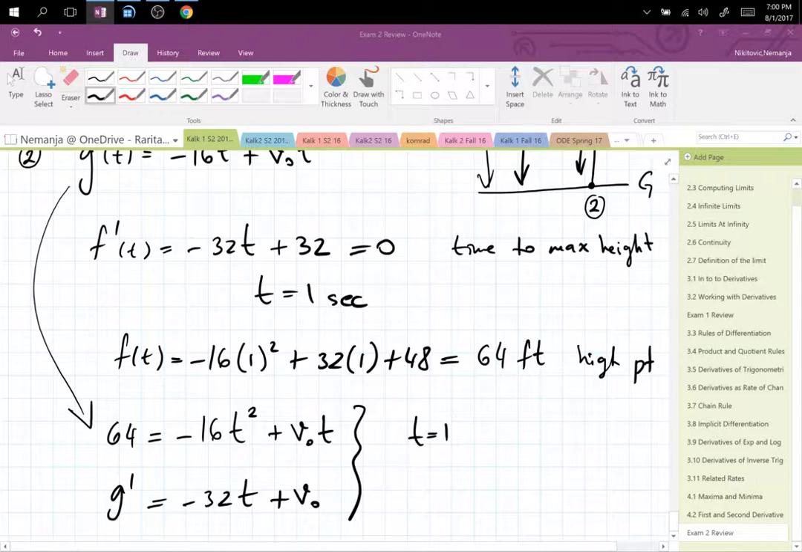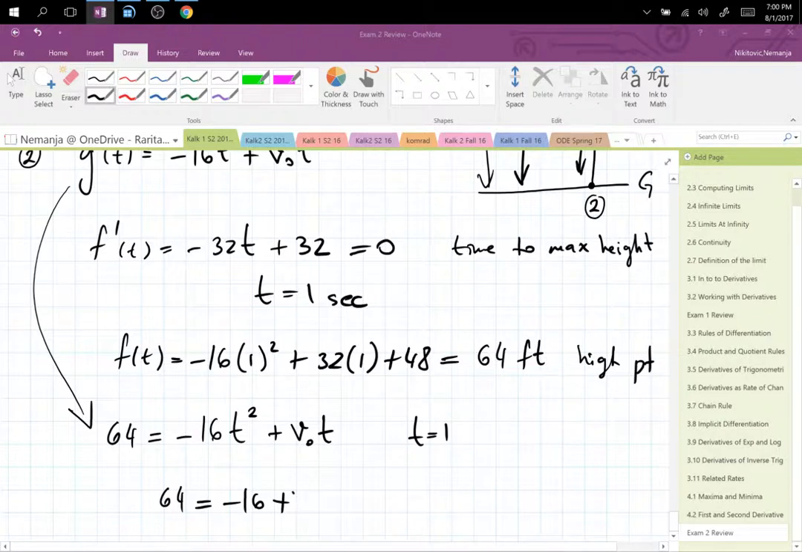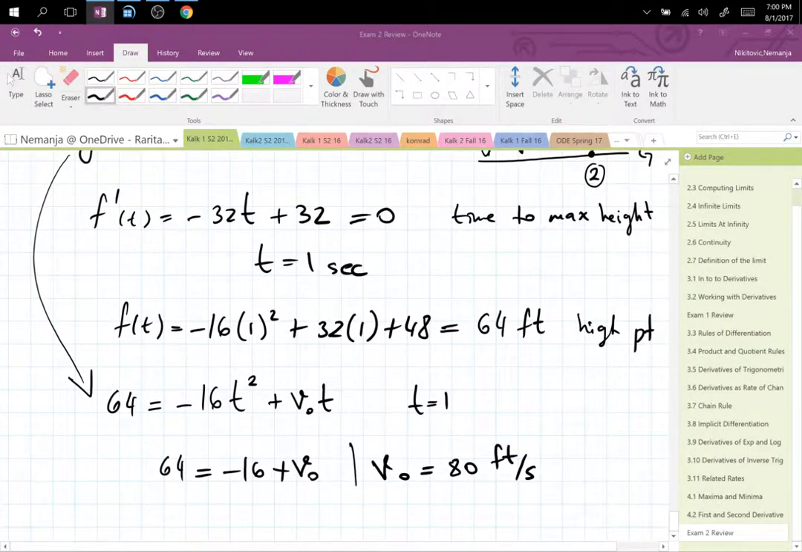Because if the object travels faster, it covers more distance in the same time. So we don't need the second equation. For time equals 1, we have 64 equals negative 16 plus v0. So v0 is 80 feet per second. There we go. Awesome. Nice question.